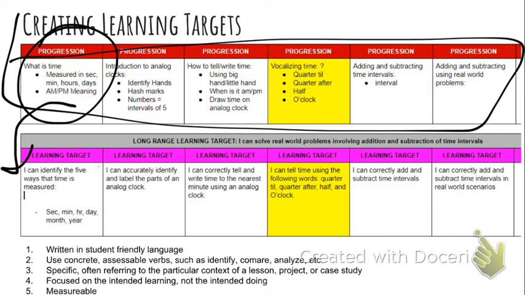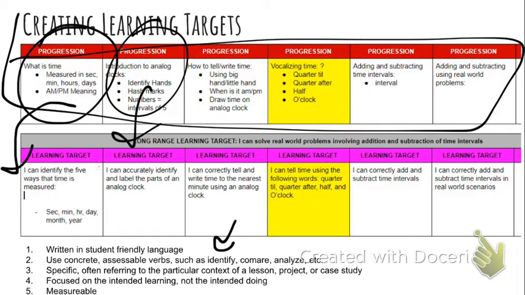All right, so it's student friendly. They know exactly what they're going to do. It's concrete, so they're using the word identify. Right? It's specific. We know we're talking about how time is measured. We know what they're learning, how time is measured, and then we're going to measure it. Okay, so it's going to be measurable, and I'm going to show you that here in just a few minutes.